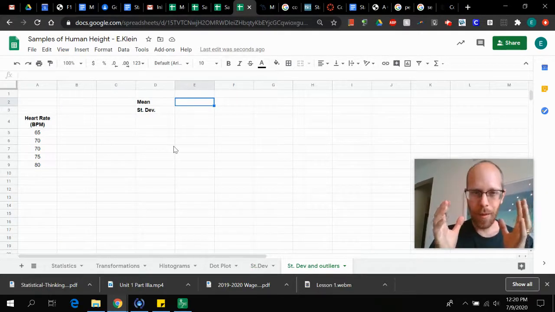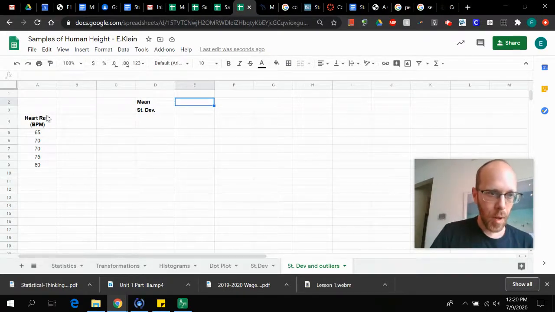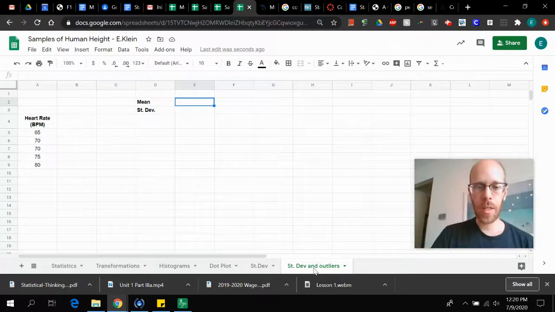So now let's look at the effect that outliers have on the standard deviation. All right, so I've moved over into the next tab called standard deviation and outliers. Got a small data set here. I'm going to look at the mean.